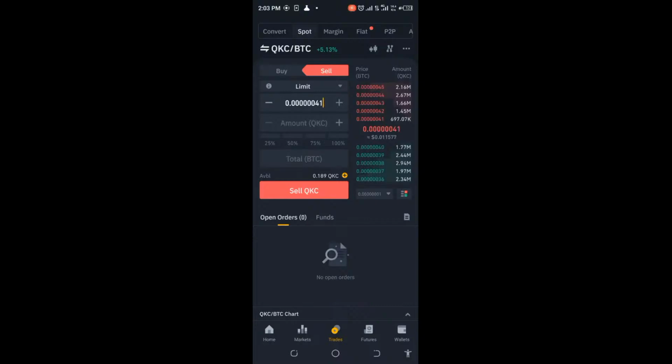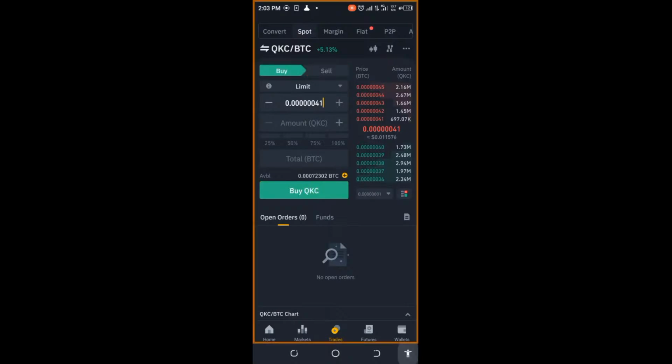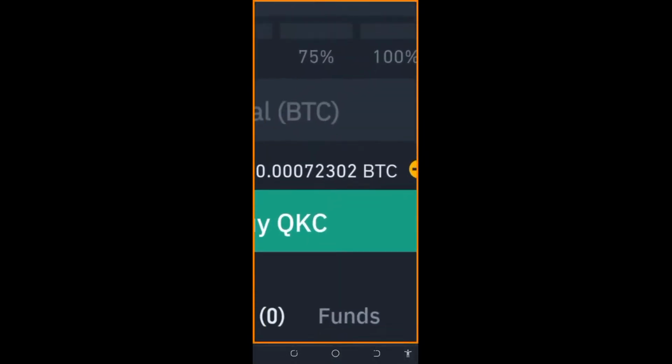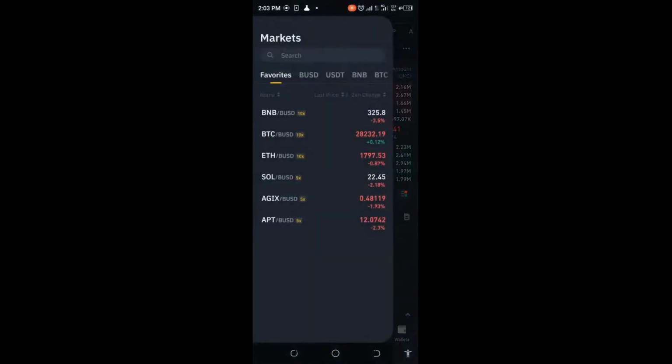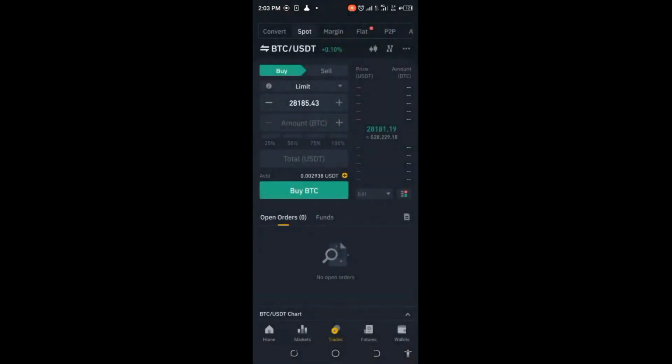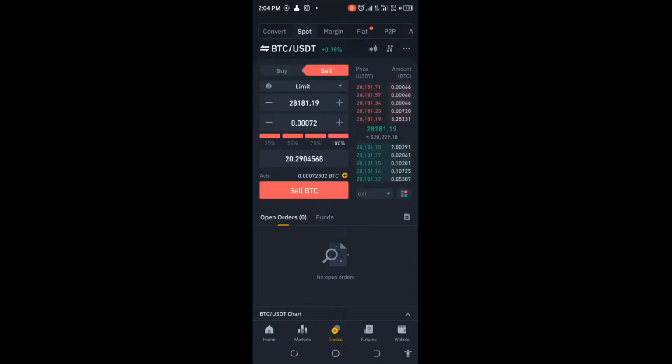All right, I'm back, and as you can see, we've already sold our QKC to BTC. So what do we have here? We've got 0.000722302. Awesome. So let's quickly go to BTC, USDT, and get this sold off. I'm going to click on sell. We have 20.29. This is awesome. Let's do our screenshots and make sure everything is there. Put 100% and sell BTC.